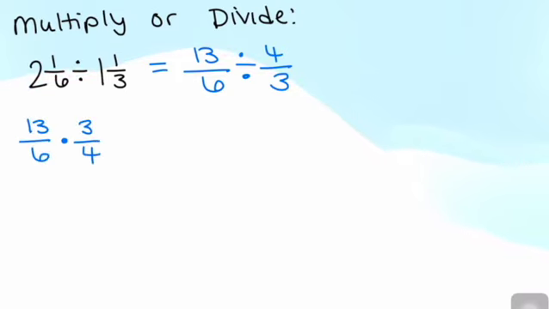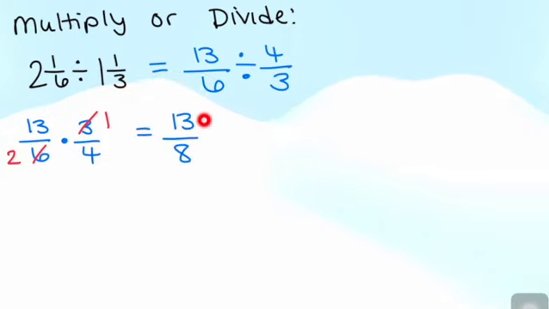And now this problem is a lot like the one we just did. To turn it into a multiplication problem, copy, dot, flip. Copy down the first fraction, change to multiplication, flip the second fraction. We can go straight across, or I notice that 3 and 6 are both divisible by 3. 3 divided by 3 is 1, 6 divided by 3 is 2, and now if I go straight across, I get 13 times 1 is 13, and 2 times 4 is 8. So 13/8 is my answer.